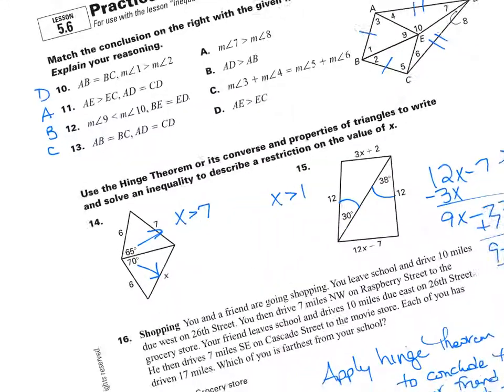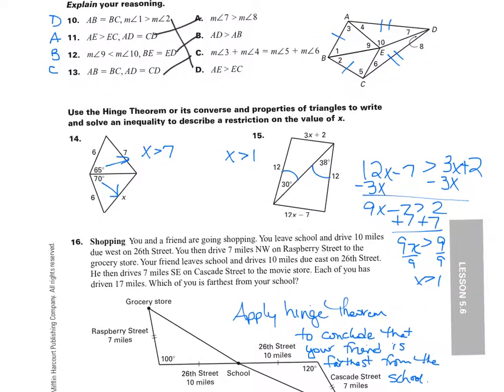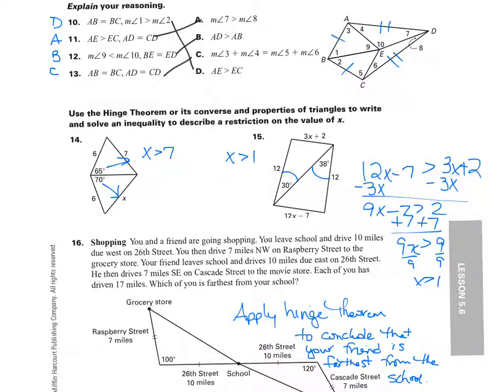So for 10 through 13, I always recommend you label your picture. So fill in congruency marks, whatever's given to you to help you solve it a little bit easier. So this one was just a matching question. So number 10 went with D, number 11 is A, 12 was B, and 13 was C. Any questions on those?